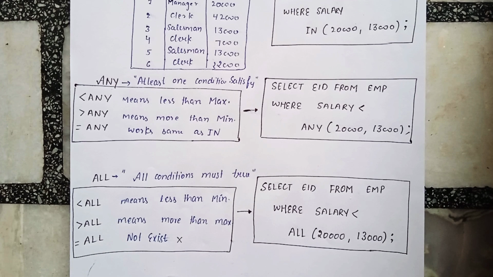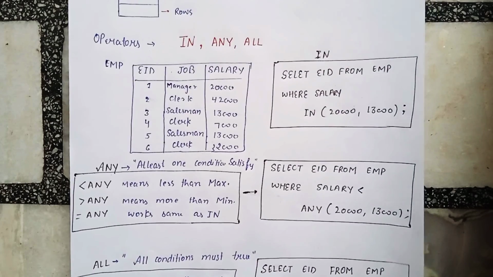So this is the use of multiple row subqueries and the use of IN, ANY and ALL with multiple row subqueries. Thank you.